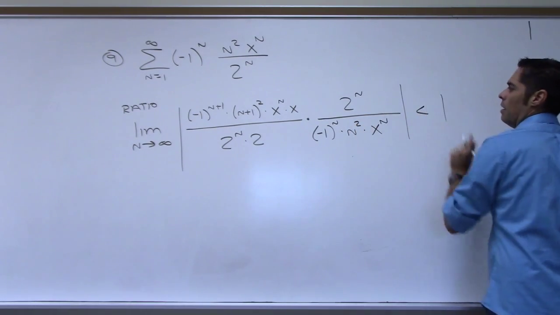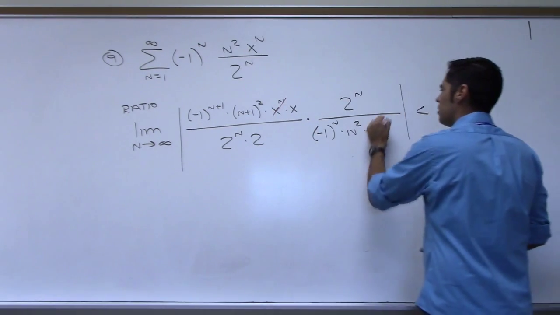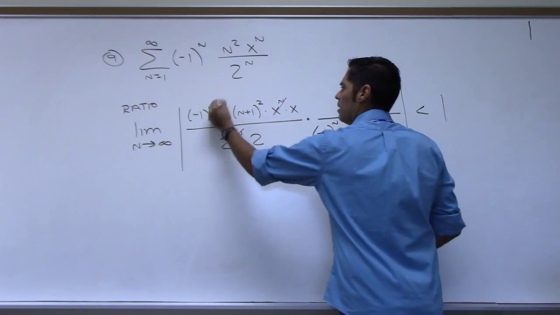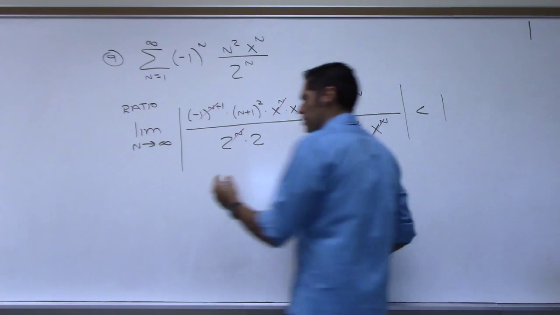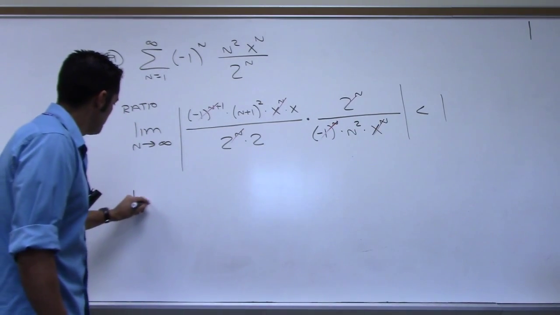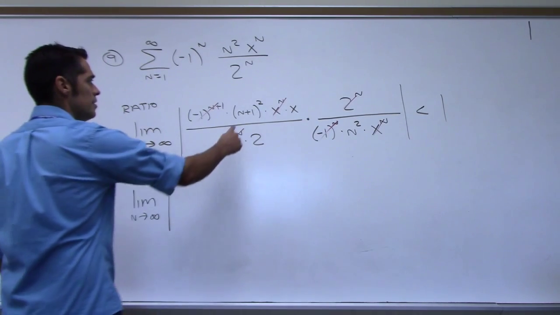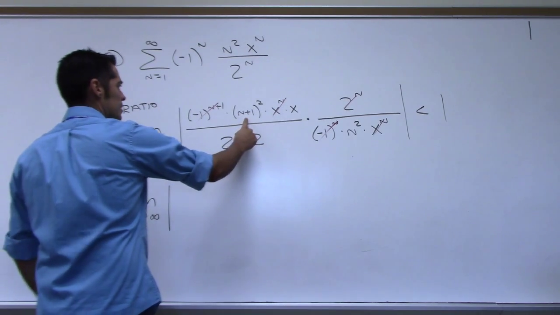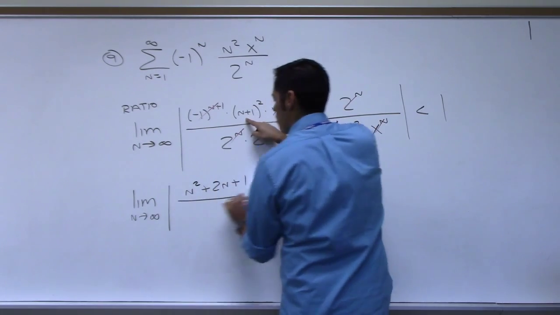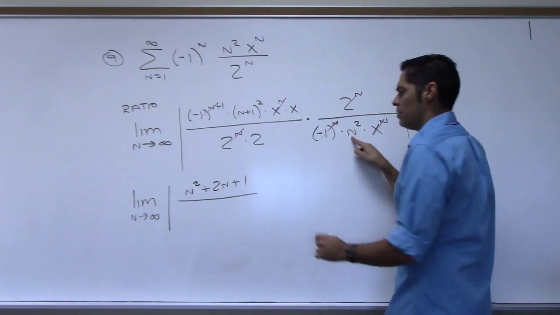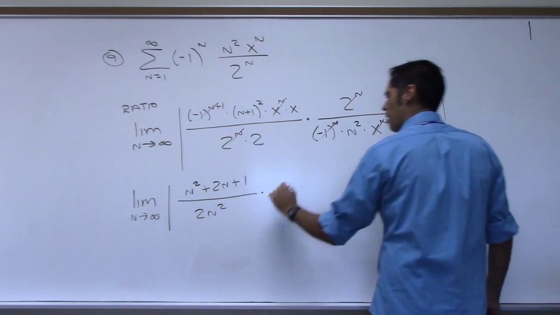I need that to be less than 1. All right, let's see what kind of cancellation I get here. x to the n's, 2 to the n's. Negative 1s don't matter. And so I'll rewrite this. Limit as n goes to infinity. Get all the n stuff together. So I have this right here. I'm gonna expand that. So that's n squared plus 2n plus 1 over, on the bottom I have a 2 and I have an n squared. So 2n squared times, in terms of x, I just have that x right there.